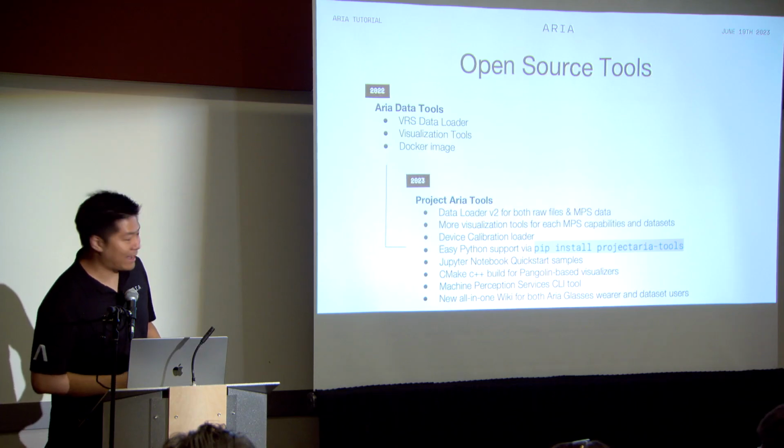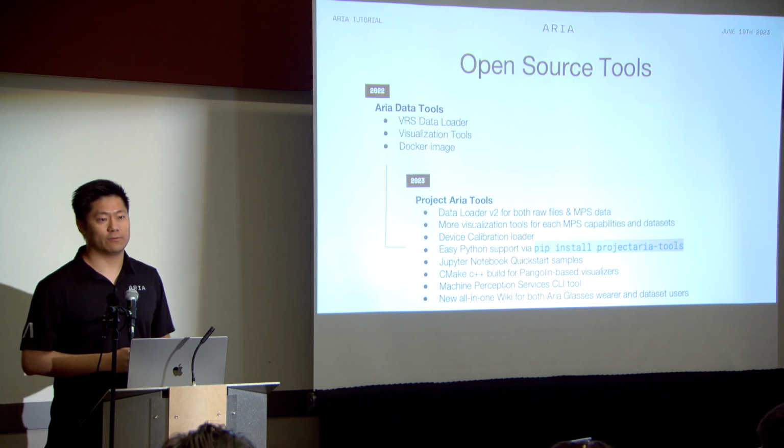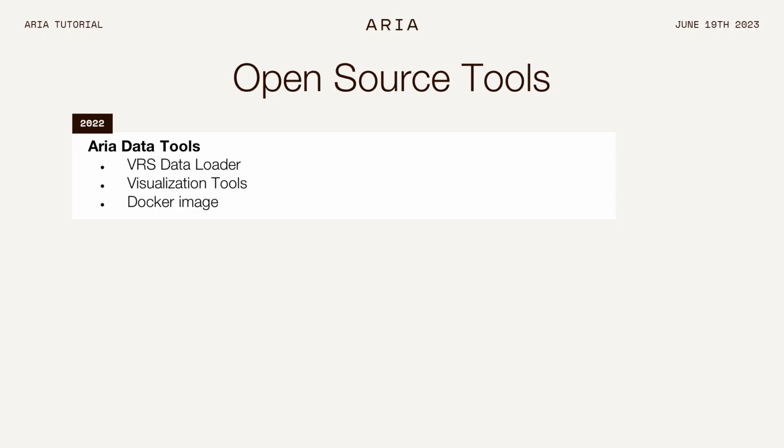All right, looking back on the history of how the software ecosystem has evolved. In 2022, we launched the Aria pilot dataset together with a bunch of data loaders and visualization tools. Everything is provided through a Docker image, so people can use it basically as a prepackaged thing. We got a lot of feedback from our partners as well as the community that they want more. They want it to be more streamlined and easier to use, and they also want to be able to customize more, and that is what we have done for the last year.